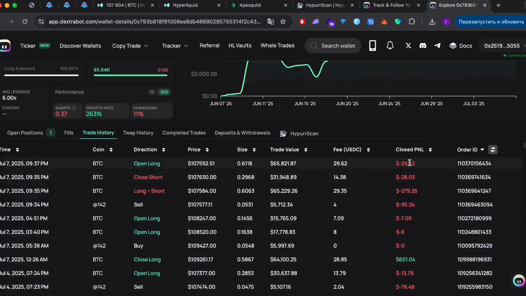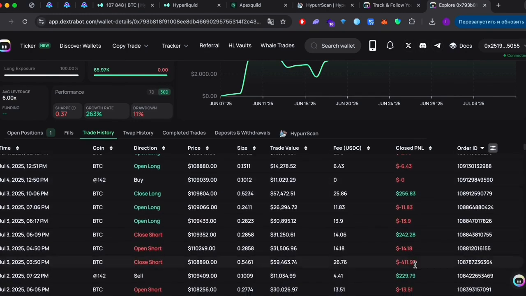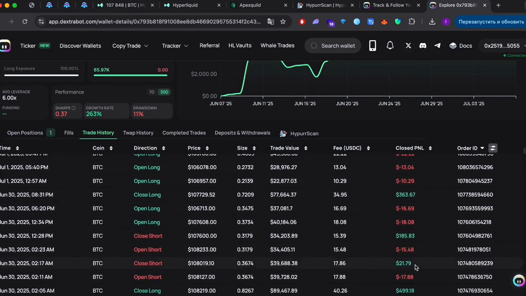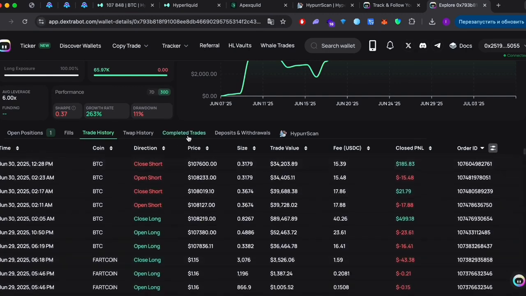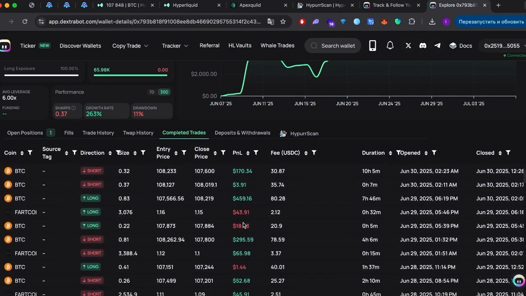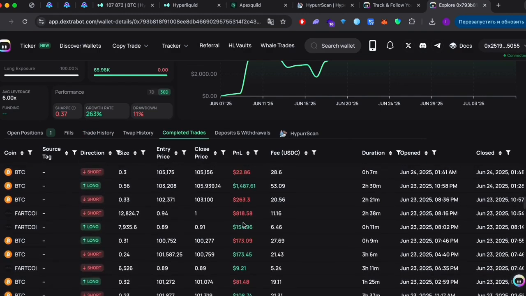In the trade history section, we can see that recently he has had some small losses, but of course there are more profitable trades, and those are for more substantial amounts. So overall, this trader is in the positive. Now let's move on to completed trades. And we can see that in most cases, he secures a good profit on his closed trades. So this wallet is also worth keeping an eye on.